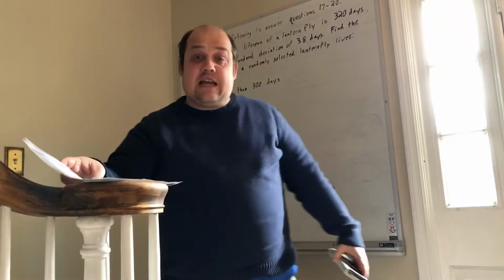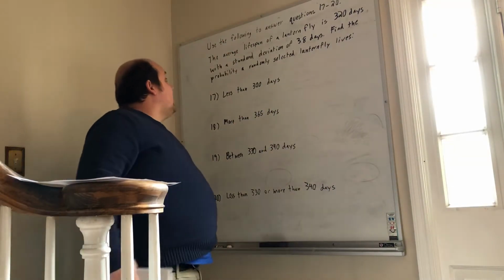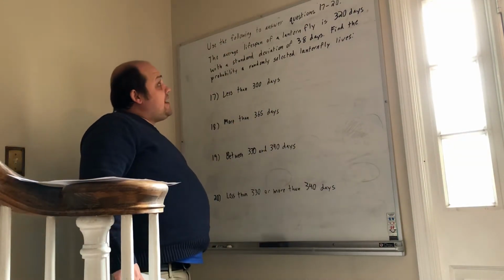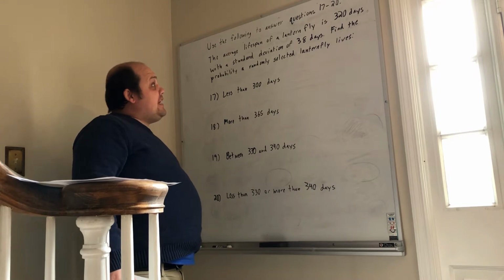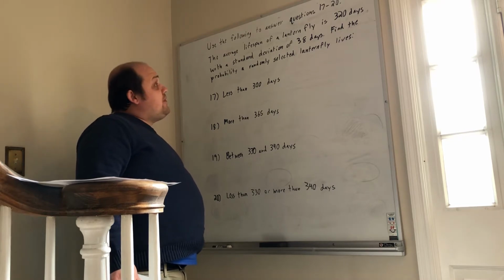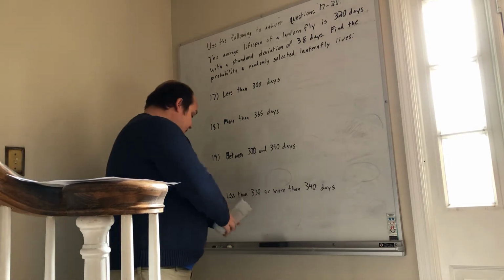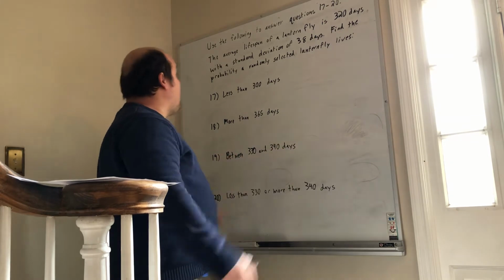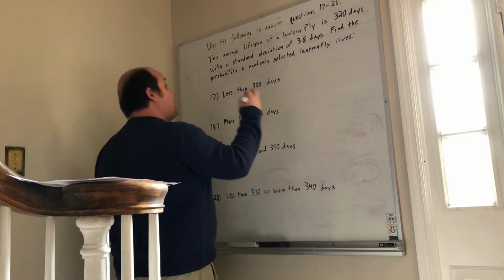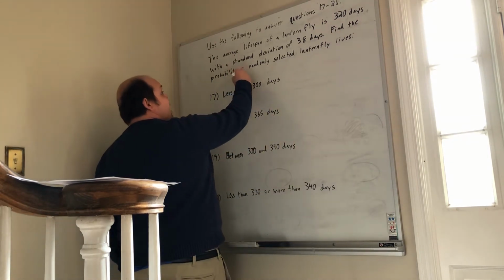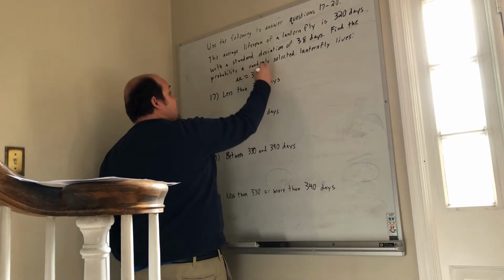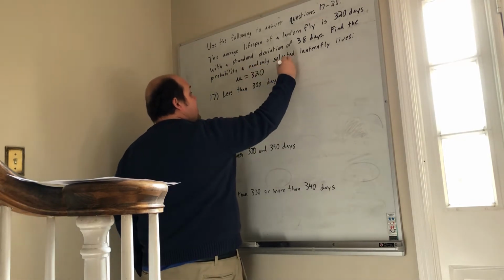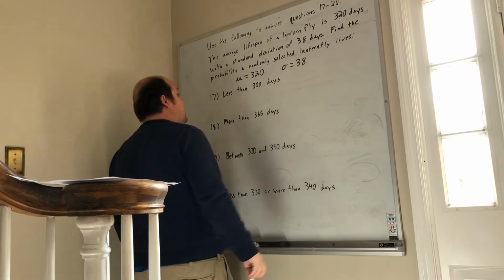Final section of this classwork starts with the prompt. The average lifespan of a lanternfly is 320 days, with a standard deviation of 38 days. Find the probability a randomly selected lanternfly lives. So, same way we did before, we need to start by identifying what mean and standard deviation they gave us in the prompt. The average lifespan is 320 days, that's our mean. The standard deviation is 38 days, that's our sigma.